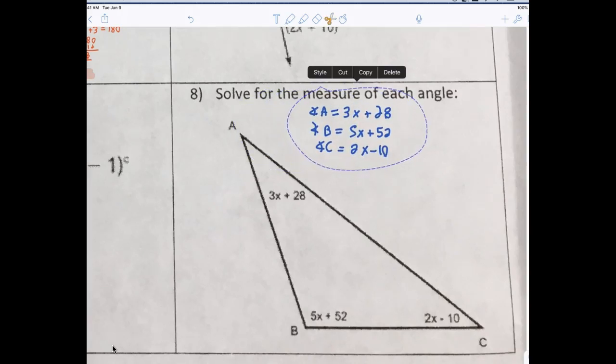We don't do 180. No, and I'm going to tell you why. Because by saying that, you said that 3x plus 28 equals 180. That angle doesn't equal 180. Right? So go ahead and write it like this.